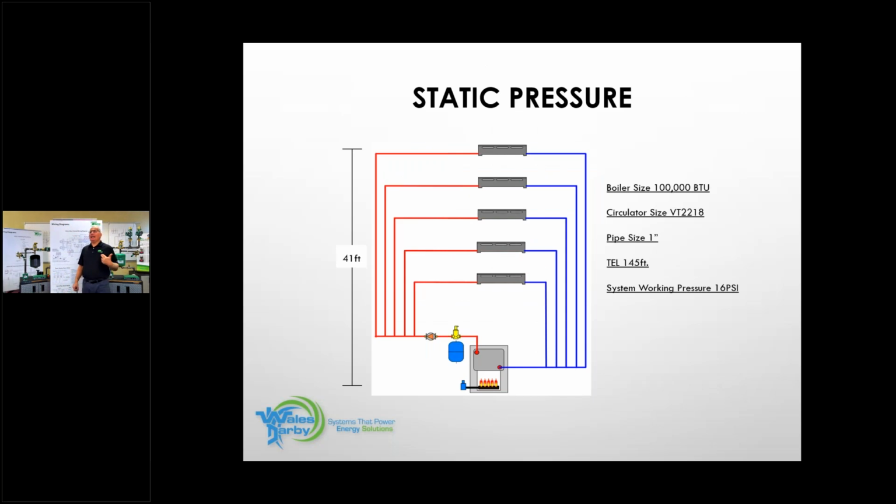All right. Static pressure, we got a problem here. Here's the 100,000 BTU boiler. Here's my VT2218. Here's my pipe size. There's your total equivalent length of 145 feet. There's the system working pressure. Is everything right here? You guys got to tell me.